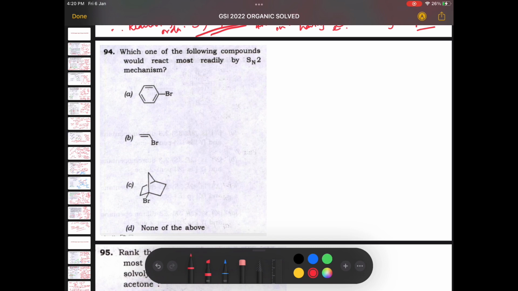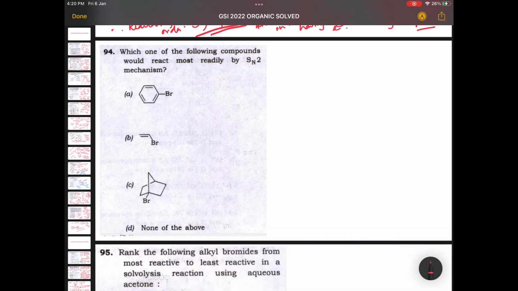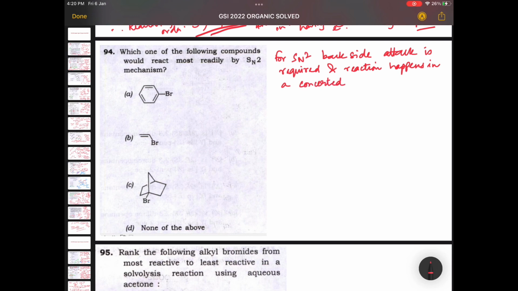So in the next question we can see that the compound is reacting via the SN2 mechanism. For SN2, backside attack is required, and steric hindrance should be as little as possible for that particular backside attack to take place, and the reaction happens in a concerted pathway. So the most suitable substrate for this type of SN2 reaction would be a primary halide, let's say.